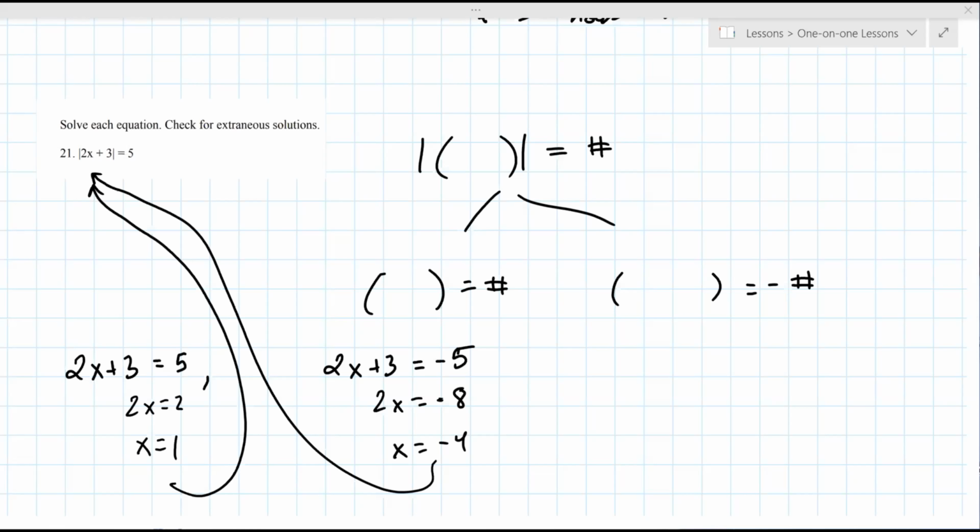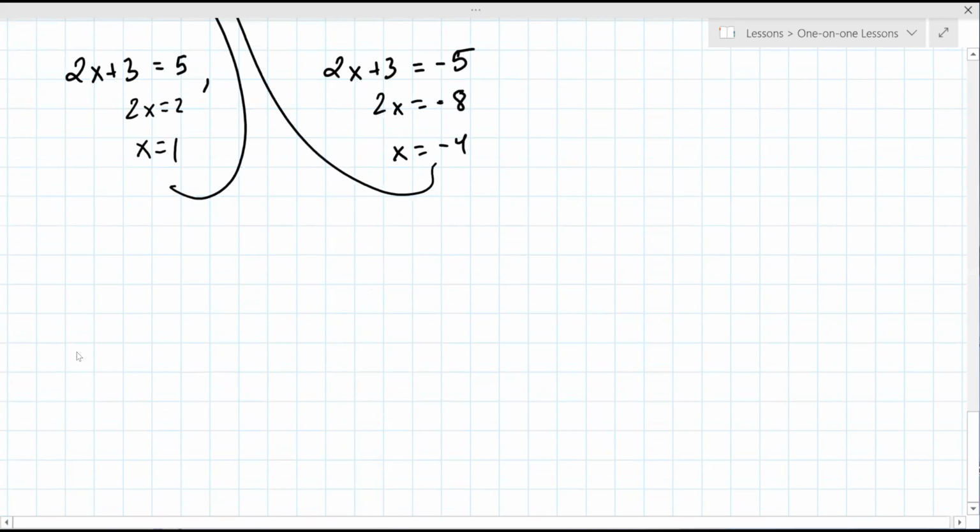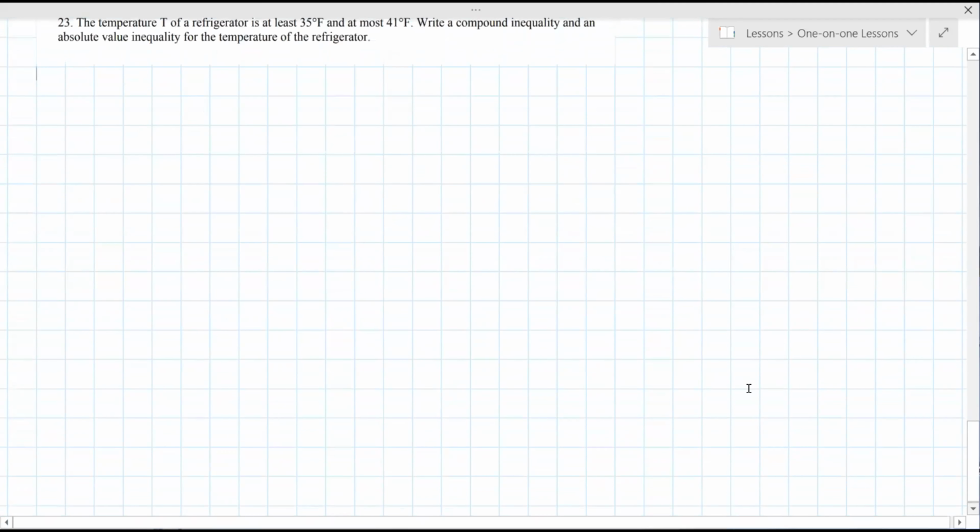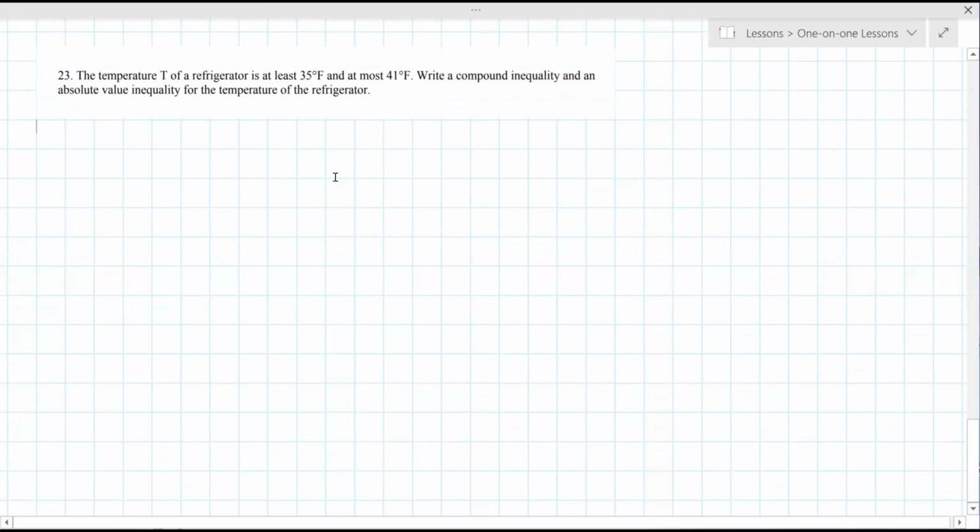Okay, and then just 23 is the last one. All right, the temperature of a refrigerator is at least 35 degrees and at most 41 degrees. So it says write a compound inequality. So the temperature T is between these two values. That's the compound inequality part. Compound means you have both of these symbols in there.